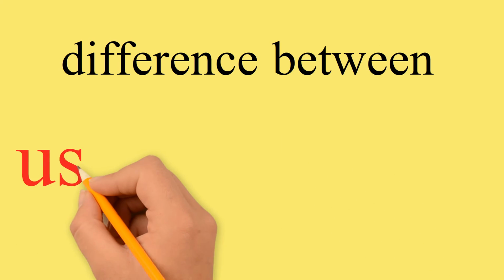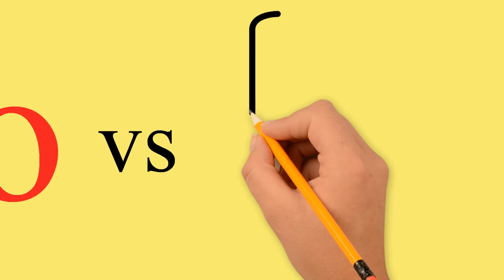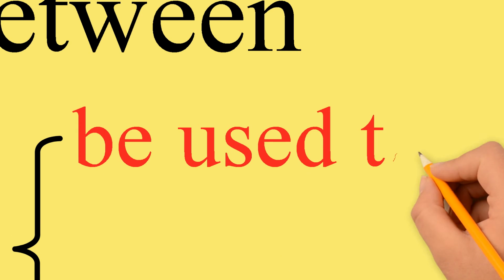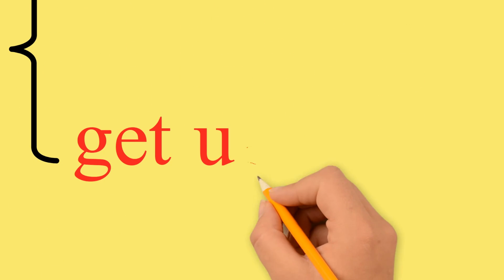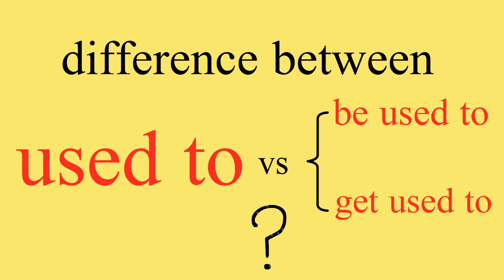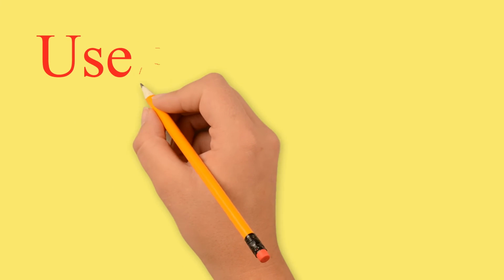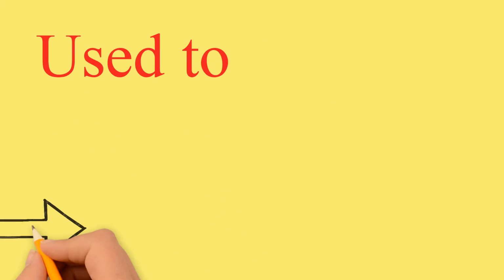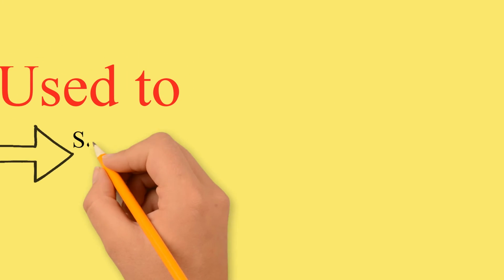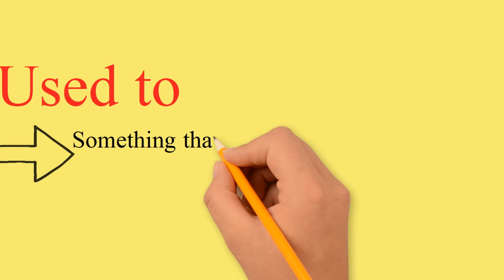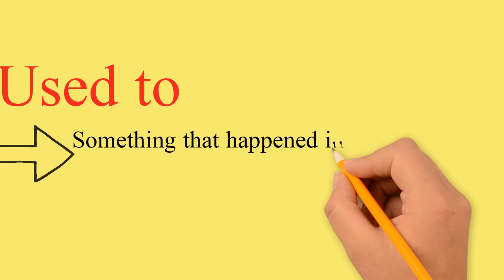The difference between used to, be used to, and get used to is: used to is a verb we use to talk about something that happened in the past that doesn't happen anymore. We always use it in the past tense.